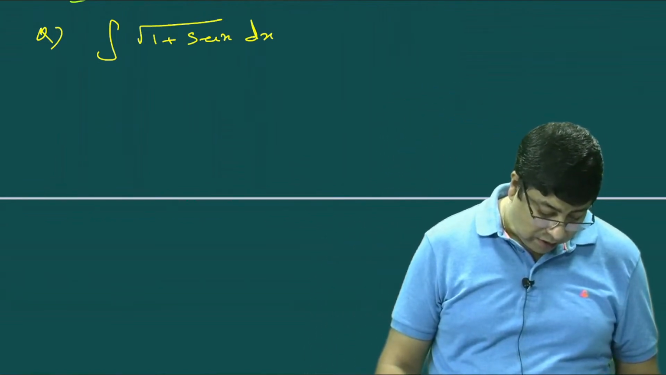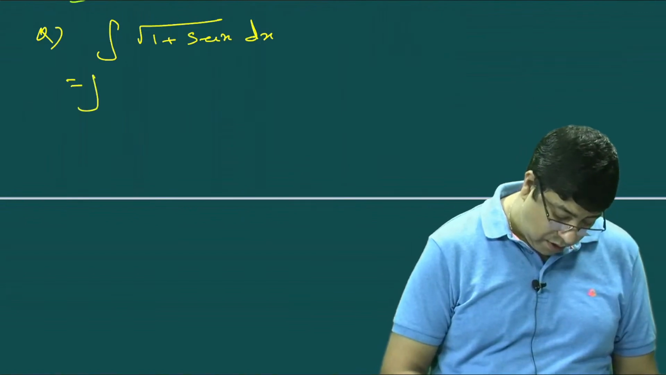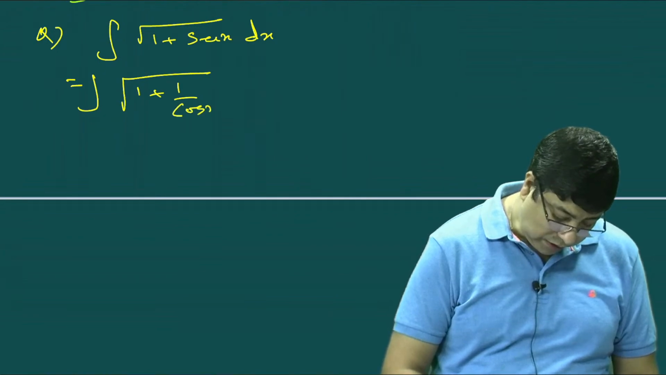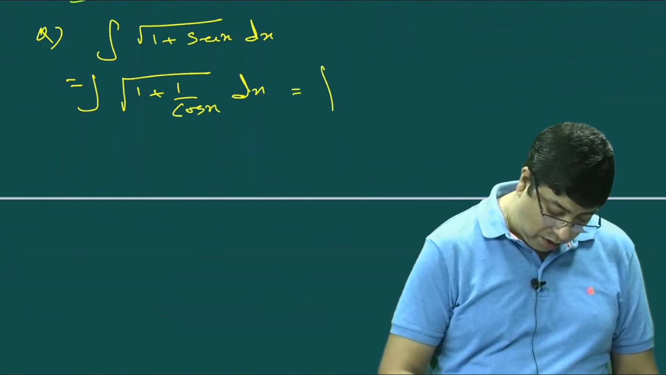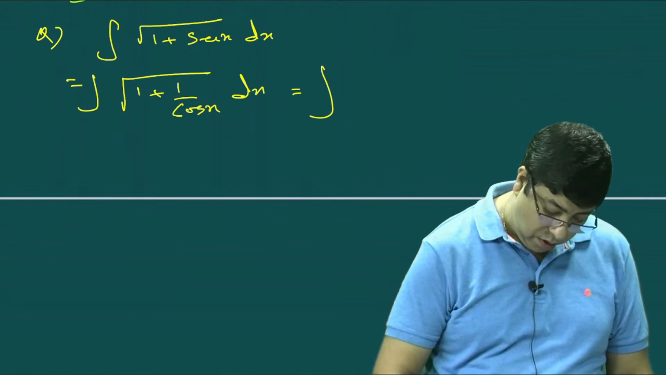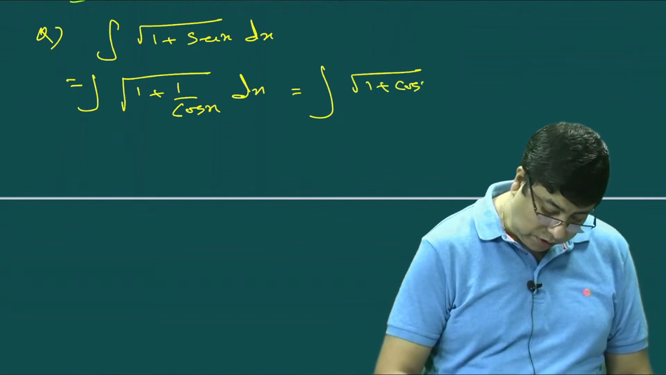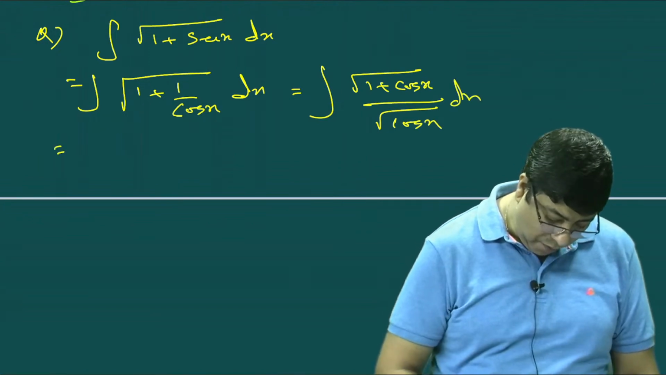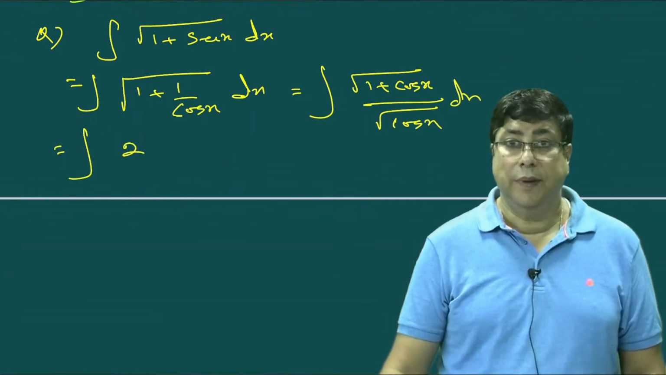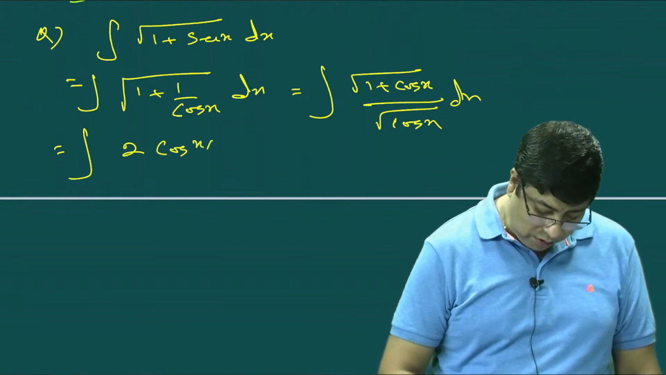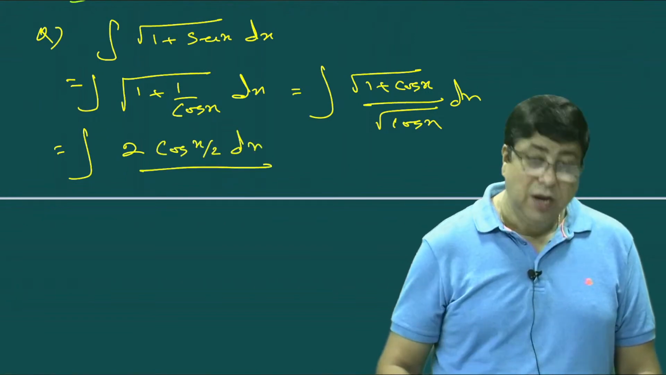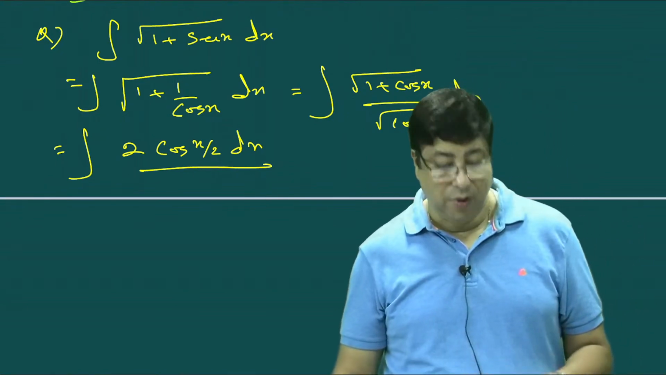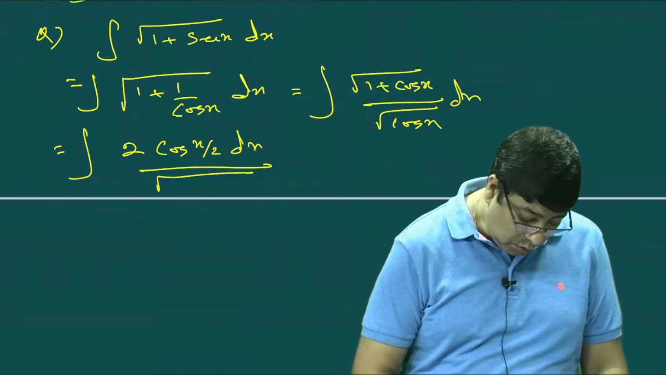So 1 plus sec x. What can be done here? Just do one thing: 1 plus 1 by cos x. That becomes root over of 1 plus cos x by root over of cos x dx. Root over of 1 plus cos x is root 2 cos x by 2, since 1 plus cos x is 2 cos square x by 2. In indefinite integral, the mod concept is not so popular for class 11 and 12. And in root over of cos x, whose derivative is the new matter?